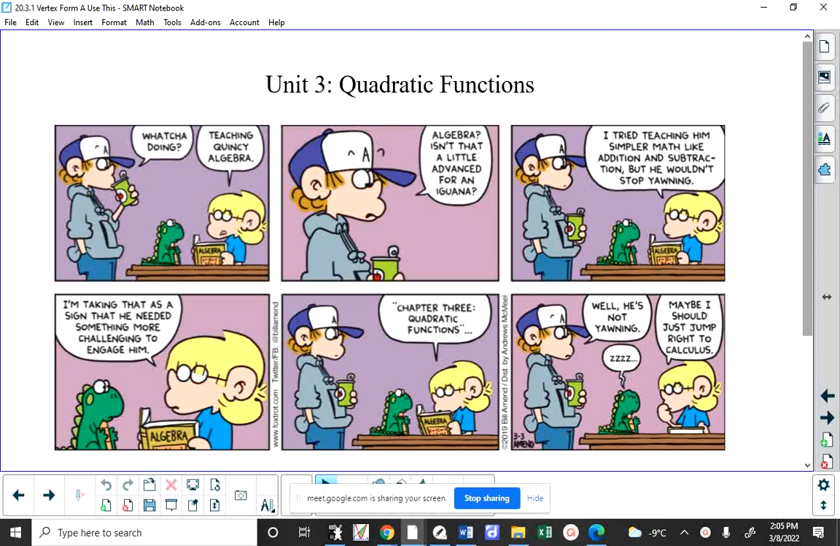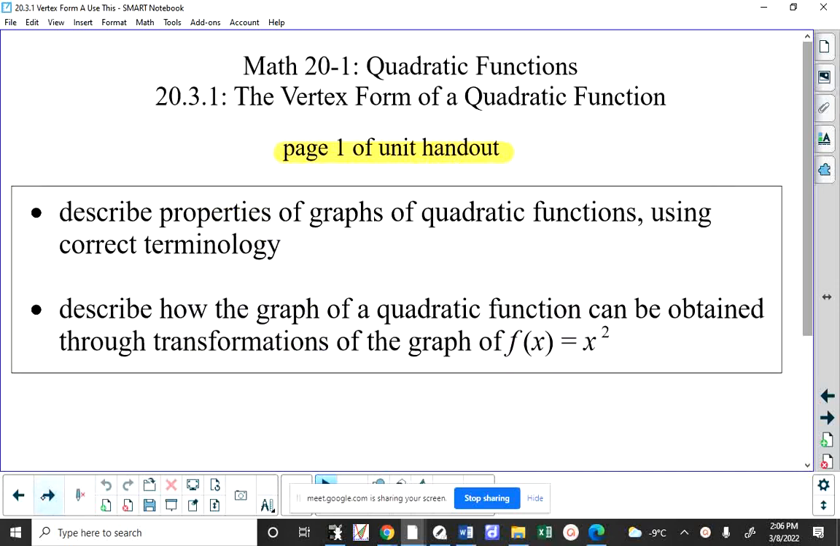3x plus y equals 10 is a linear equation. Y equals 3x minus 5 is a linear function. So we're going to be focusing on quadratic functions. And we're going to dive right in today by learning about something called the vertex form of a quadratic function. And this is on page 1 of your unit handout.